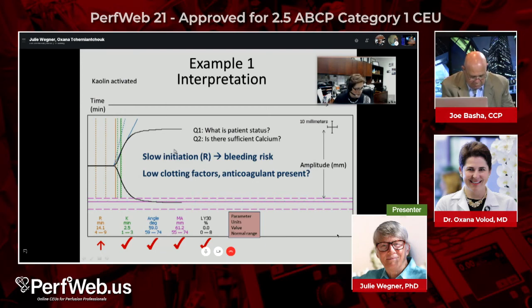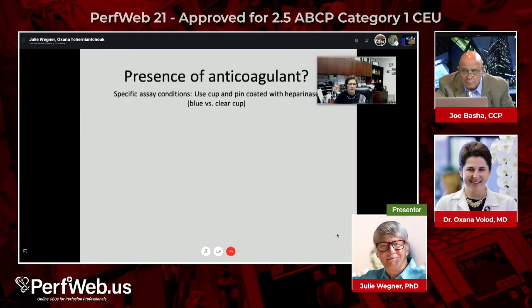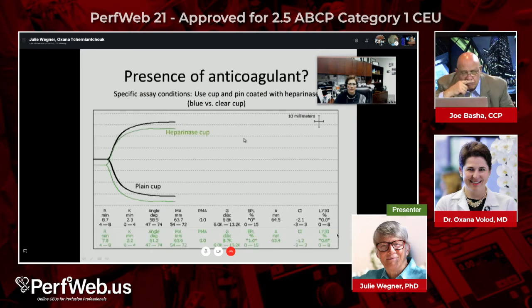The other possibility in this case, because we look at what type of test we ran, which was just a kaolin-activated test: if there's heparin on board, you don't know if heparin is actually causing this. So it could be an anticoagulant effect. How do we figure out if the anticoagulant, in this case heparin, is present? One way is to use a specific assay condition with a cup and pin set up that is coated with heparinase. It eats away all the heparin in the blood sample. Then you run both tests side by side on the TEG 5000.